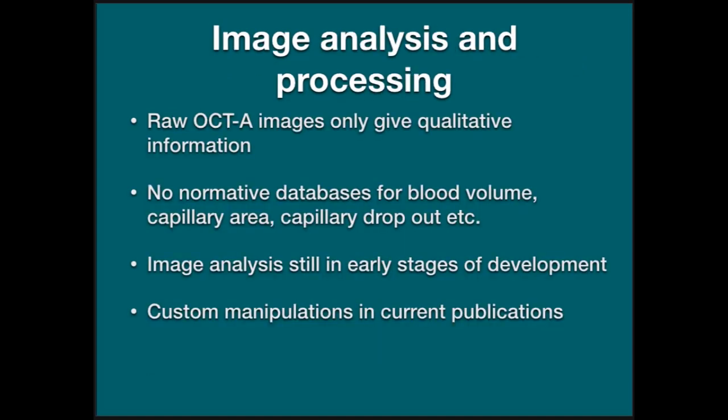Now, the image has to be analyzed and processed to give us some better clinical information. It's very interesting to look at a choroidal neovascular membrane or to look at the foveolar avascular zone, but at the moment we have no way to measure the size of the membrane or the area of capillary dropout, for example. There are no normative databases that look at the blood volume or the areas of capillary dropout, and the image analysis programs are still at their very earliest stages of development.